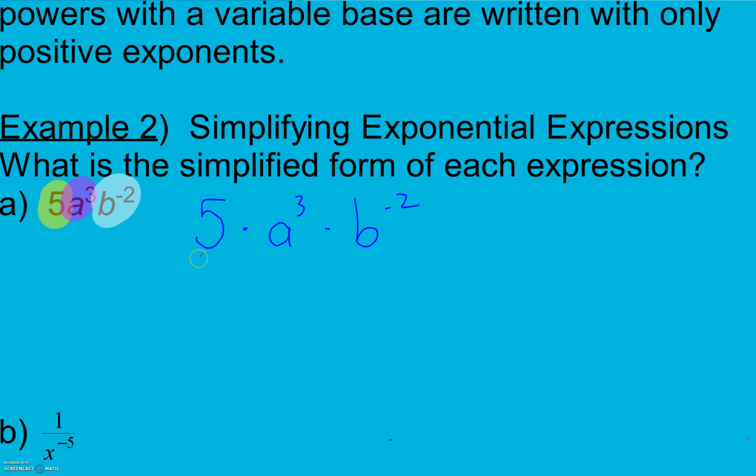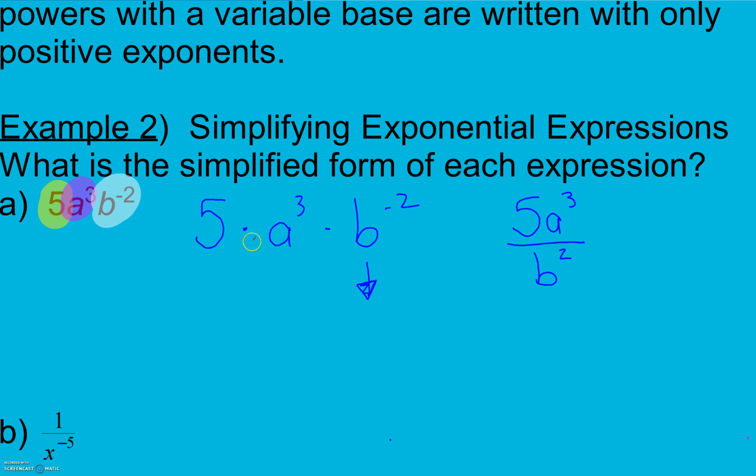So my 5 can stay. My a has a positive 3 for an exponent. It can stay. But my b has to be moved to the denominator in order to make it positive. So again, my 5 and my a can stay, and my b moves to the denominator and becomes positive.